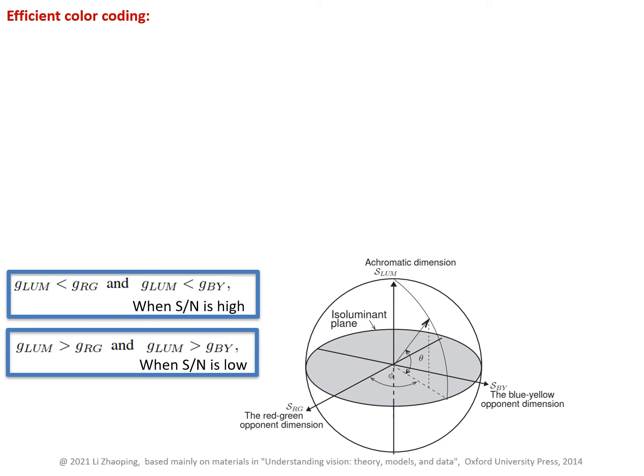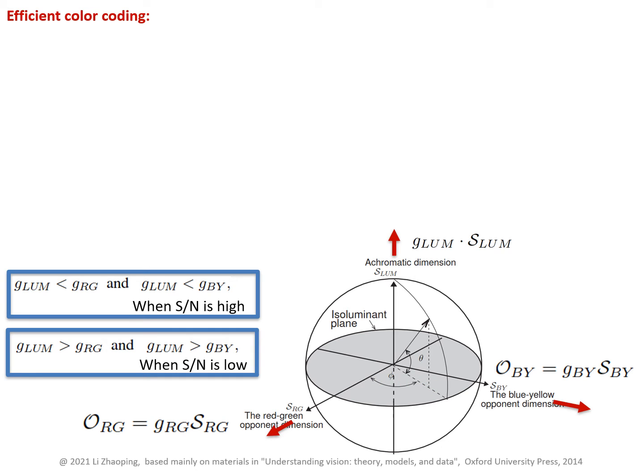With gain control, this is the response of the luminance channel, and this is the response from the red-green contrast channel, ORG, and this is from the blue-yellow contrast channel, OBY. And this plane is perpendicular to this luminance channel, and we call this isoluminant plane. That means any vector within this plane has the same luminance value, they just differ from each other in color.